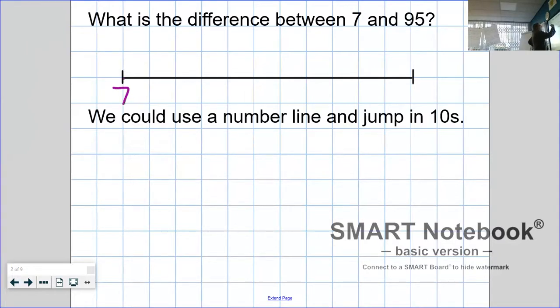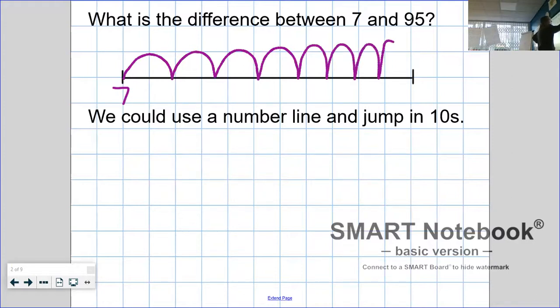So I'm going to go 10. So it'll be 7, 17, 27, 37, 47, 57, 67, 77, 87. I got to 87 there. So I know these are 10s. But if I'd have gone another 10, it'd have been 97, and that's too far for 95.